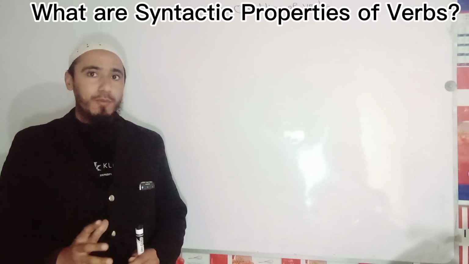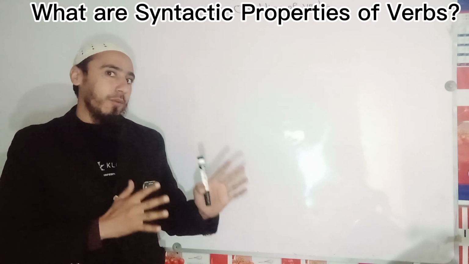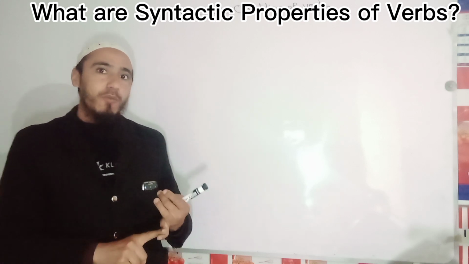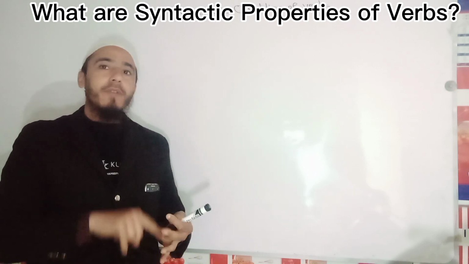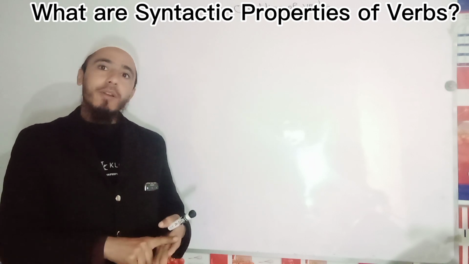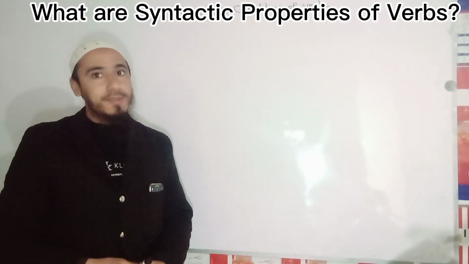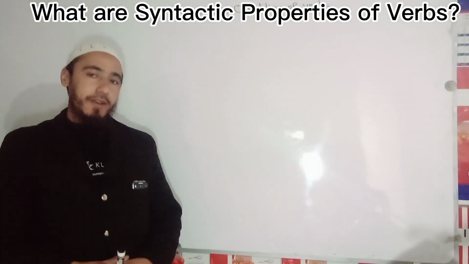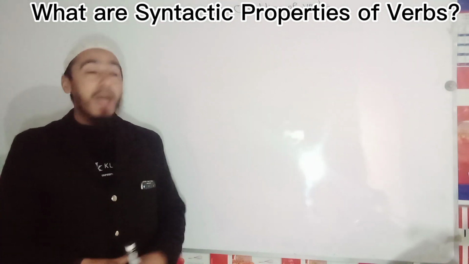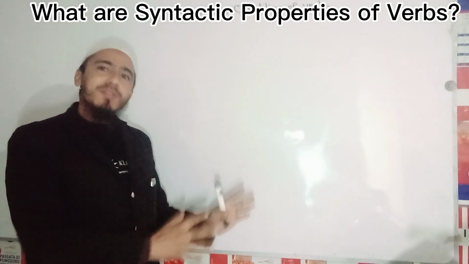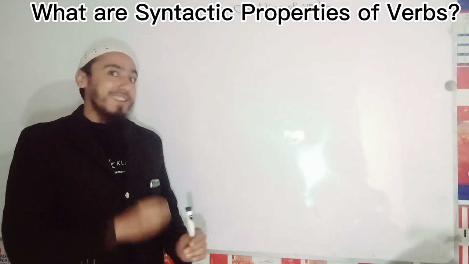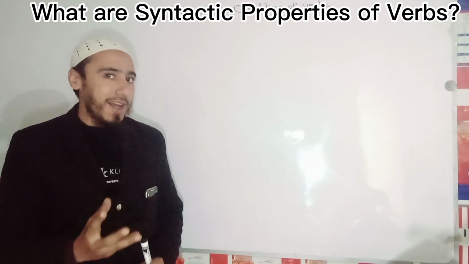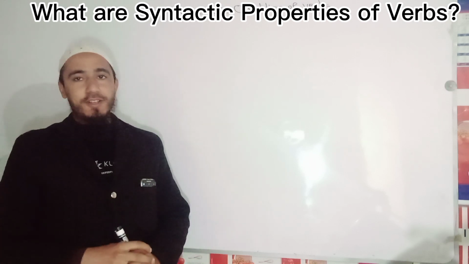Listeners and audience, you know, there are different verbs and their types. Like we have transitive verbs, intransitive verbs, regular verbs, irregular verbs, linking verbs, and also other types like helping and auxiliary verbs and even modal verbs. However, I'm just going to tell you syntactically how different verbs have different properties.